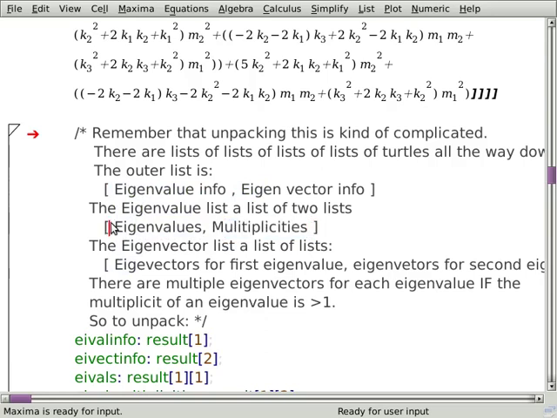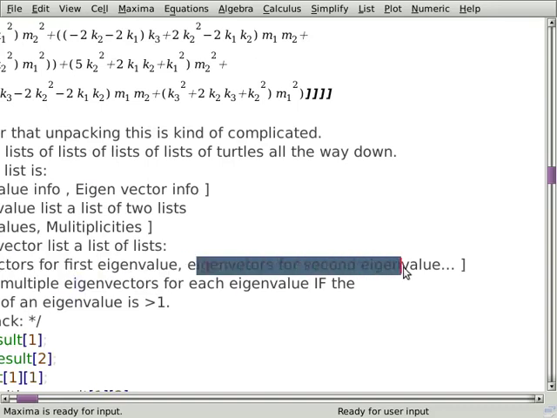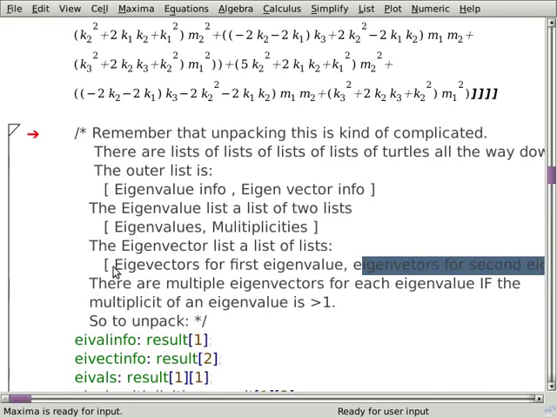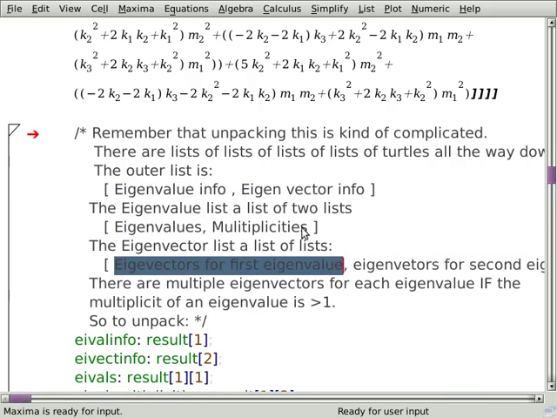And remember, these are the actual things we're looking for. But sometimes you have the same eigenvalue with multiple eigenvectors. Here, it will only give each value once, and then it'll tell us the multiplicity is more than one. We won't end up with that in this case. And then the eigenvector list is a list of lists: the eigenvectors for the first eigenvalue, then eigenvectors for the second eigenvalue, and so on. But this itself is a list, because if the multiplicity wasn't one, there could be multiple eigenvectors for the same eigenvalue. So you have to use the multiplicities to figure out how many there are.